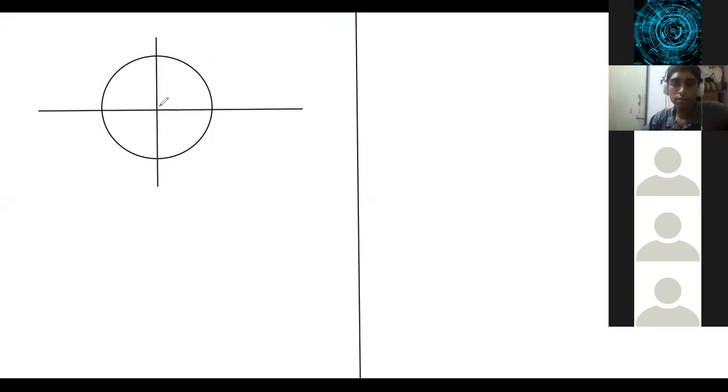See, let us say you are at a point where the radius vector is making angle theta, and there is one more point which is the image of this point. If this is A and this is A dash, my first question is, if this is the image, then what is this angle?